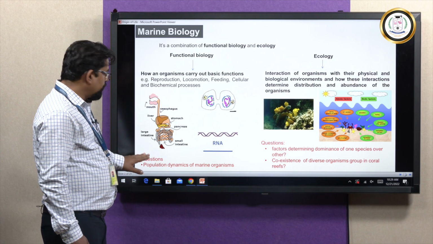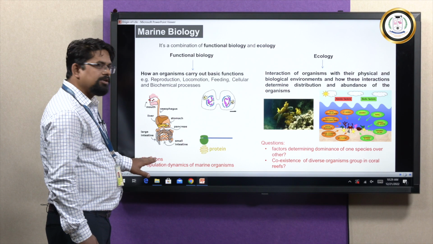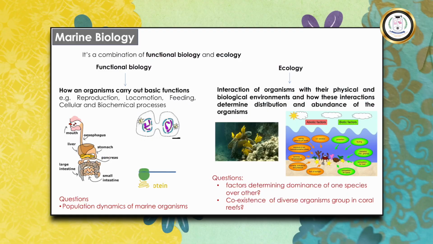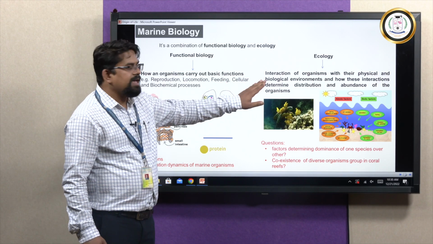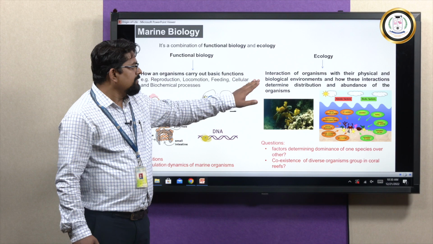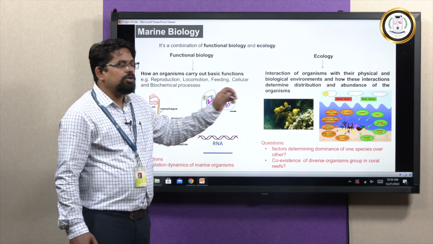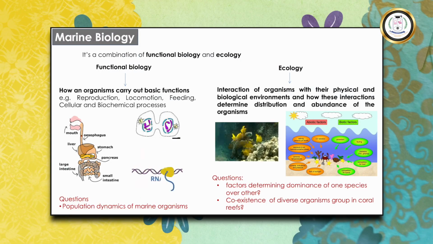So basically, the kind of question we ask in functional biology is about population dynamics. What are the population dynamics of marine organisms? In ecology, as the name suggests, it's the interaction of organisms with their physical and biological environment, and how these interactions determine the distribution and abundance of the organism.